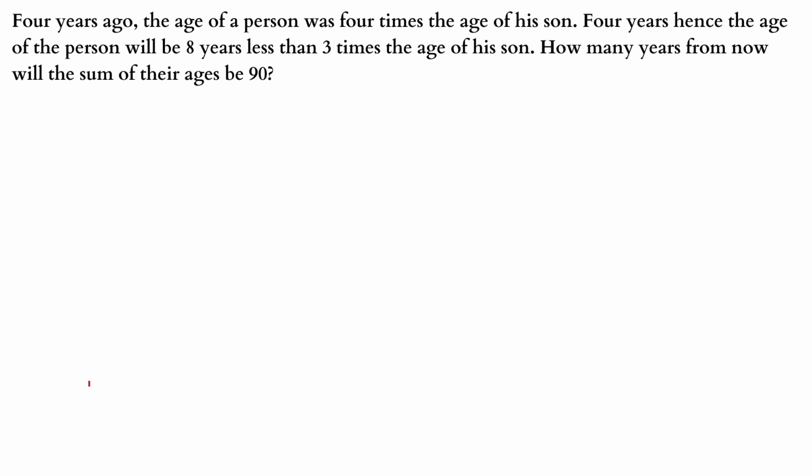4 years ago, the age of a person was 4 times the age of his son. 4 years hence, the age of the person will be 8 years less than 3 times the age of his son. How many years from now will the sum of their ages be 90? Okay, so let us consider the age of the person be P and the age of the son be S.